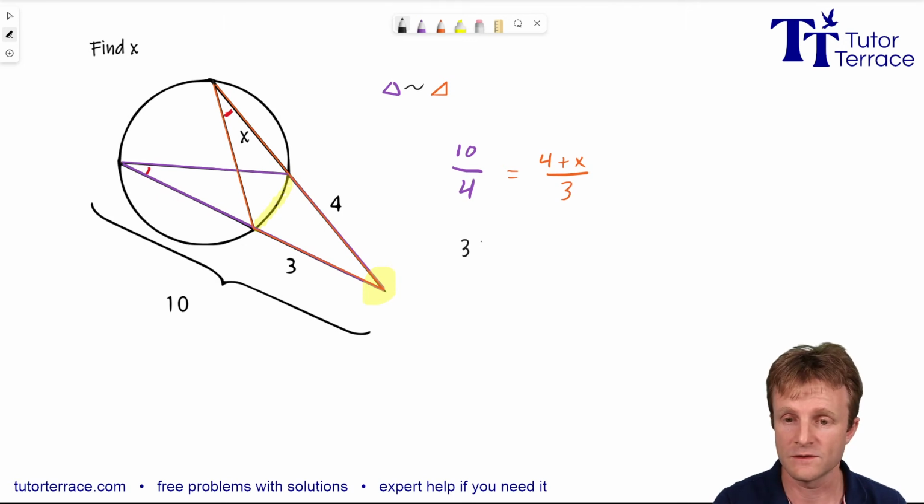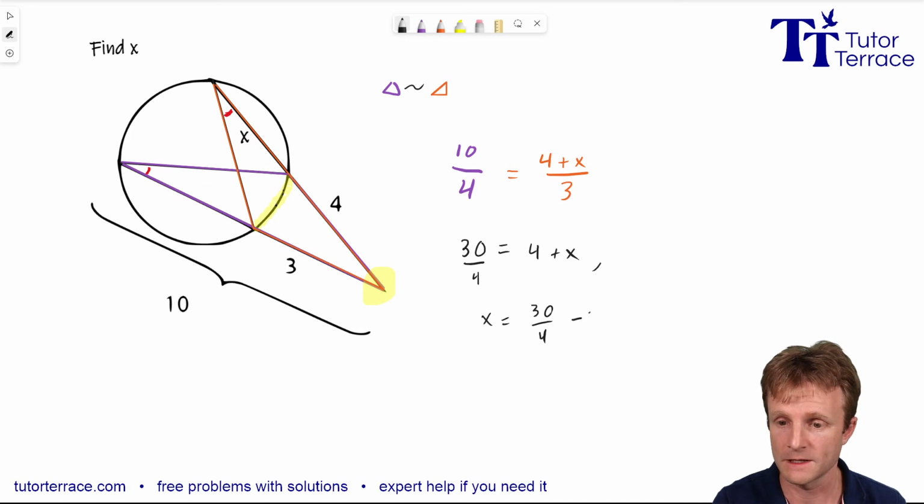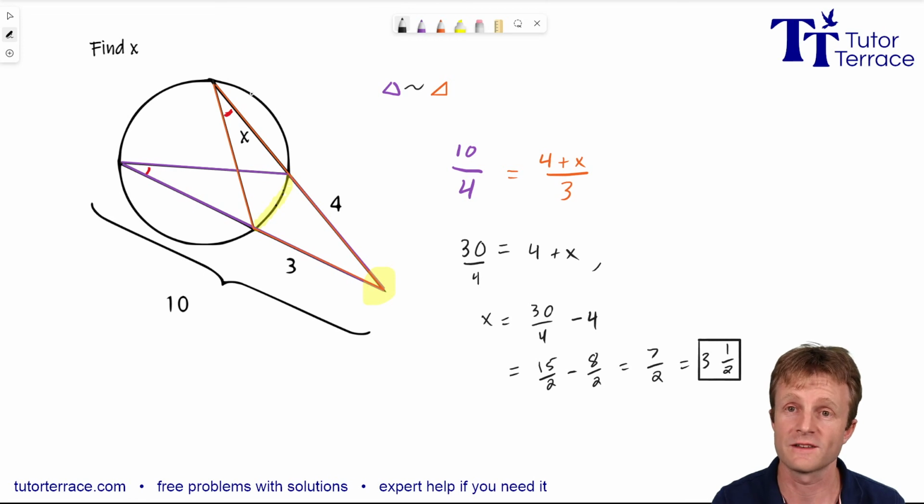So moving the 3 to the other side gives us 30. Moving the 4 to the other side, and let's leave it on that side, 30 over 4 equals 4 plus x. So what is x? x equals 30 over 4 minus 4, which is the same as 15 halves minus 8 halves, which is the same as 7 halves, or 3 1/2. So that's the answer for x.